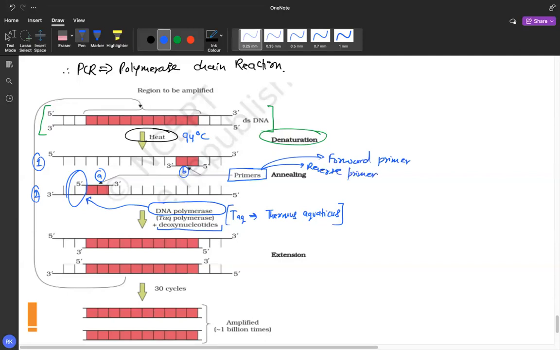Basically, it's a sequence that goes in forward and reverse orientation. So 3' to 5' and 5' to 3'. But you know that polymerase only works from 5' to 3'. So in this case, it will work this way. In this case, it will work this way.